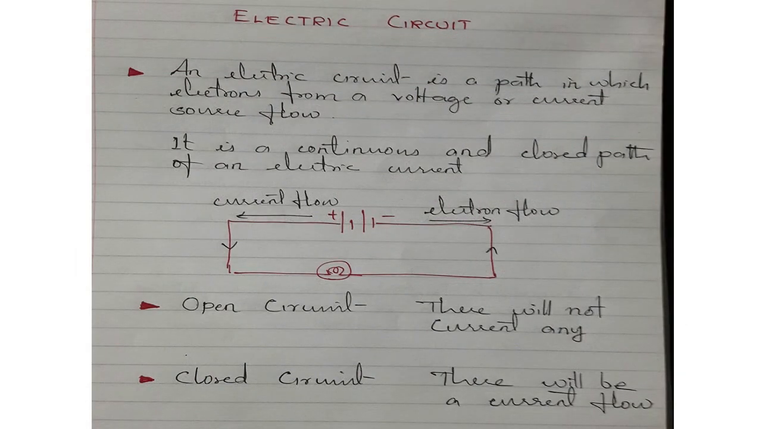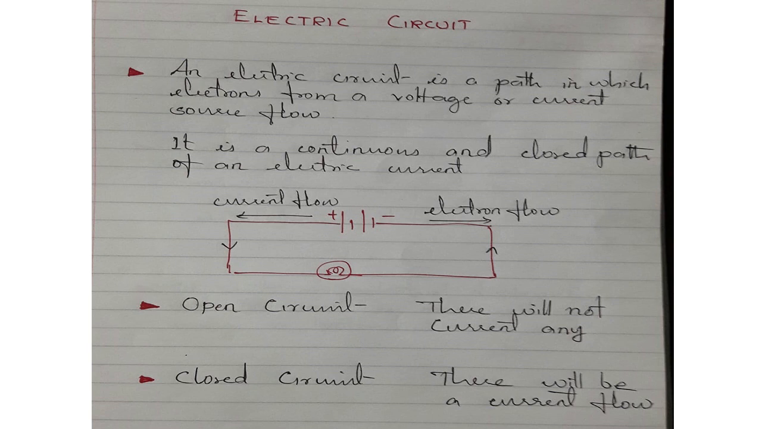So let's discuss the term electric circuit. We are always saying the term electric circuit in this chapter on electric current or electricity. When we consider an electric circuit, it is considered to be a continuous path in which electrons from a voltage or current source will flow. An electric circuit is a path in which electrons from a voltage or current source will flow.